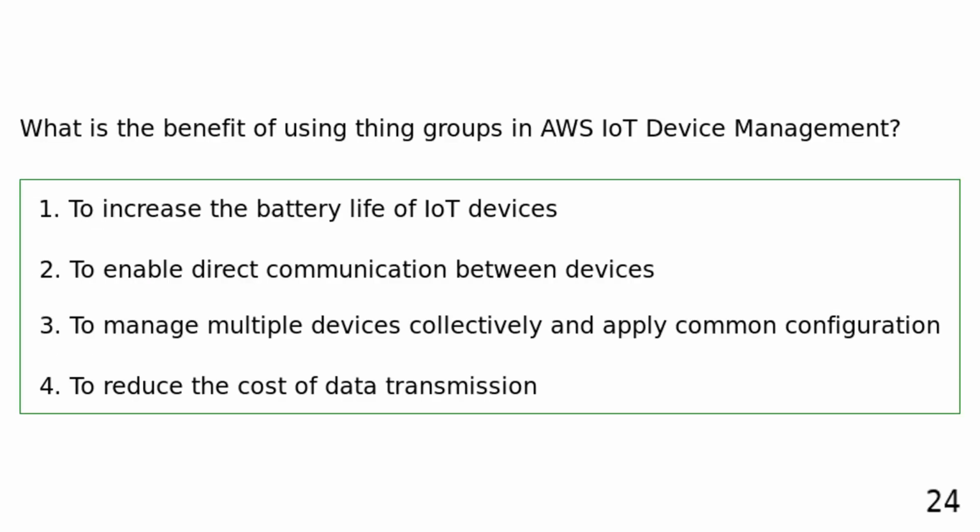What is the benefit of using thing groups in AWS IoT Device Management? To increase the battery life of IoT devices. To enable direct communication between devices. To manage multiple devices collectively and apply common configuration. To reduce the cost of data transmission.